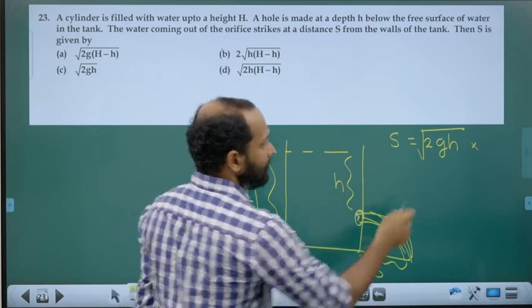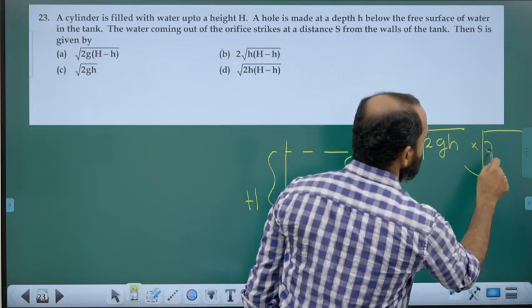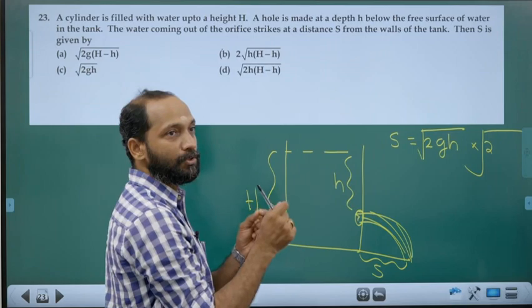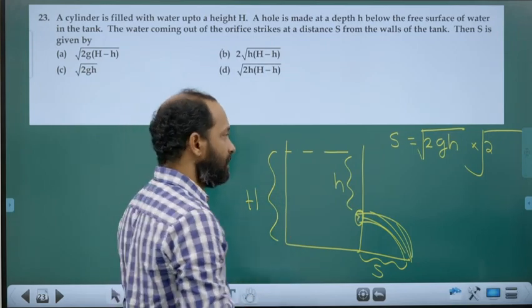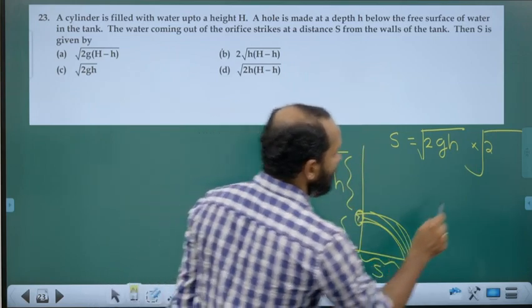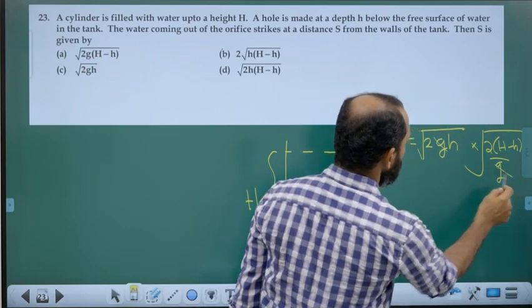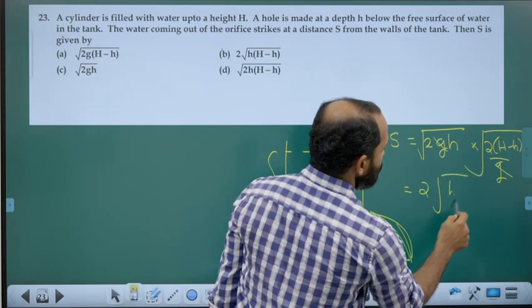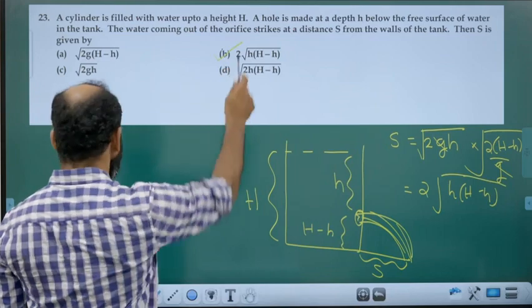The flight time is decided by the height below the orifice, that is root of 2h by g. Time for free fall is root of 2h by g. A horizontal projectile also takes this time to come down. Time to strike the ground is root of 2(H minus h) divided by g, where H minus h is the remaining height. g can be cancelled, and the 2 times 2 gives 2, so it can be taken outside. So you get 2 root of h into (H minus h) inside the root. So the correct option is B.